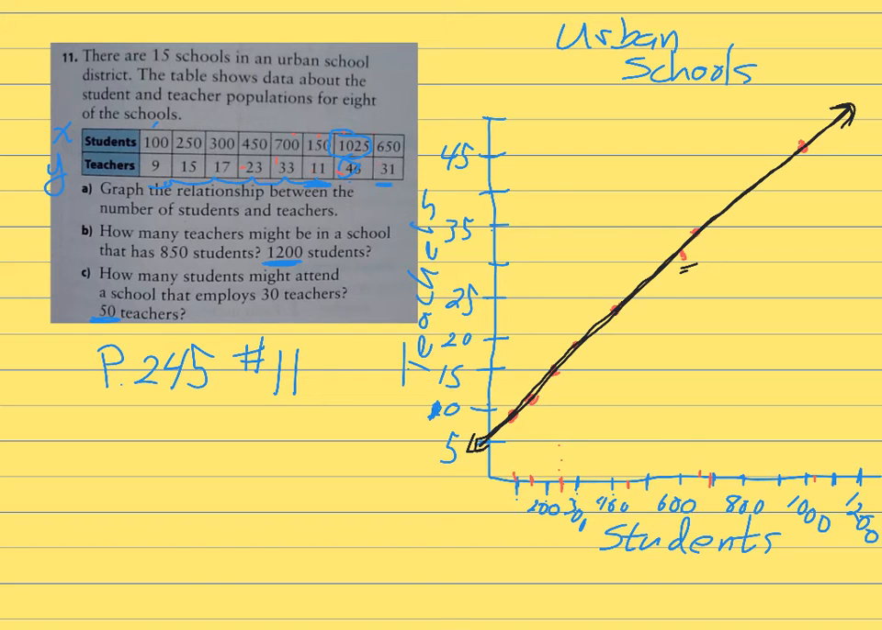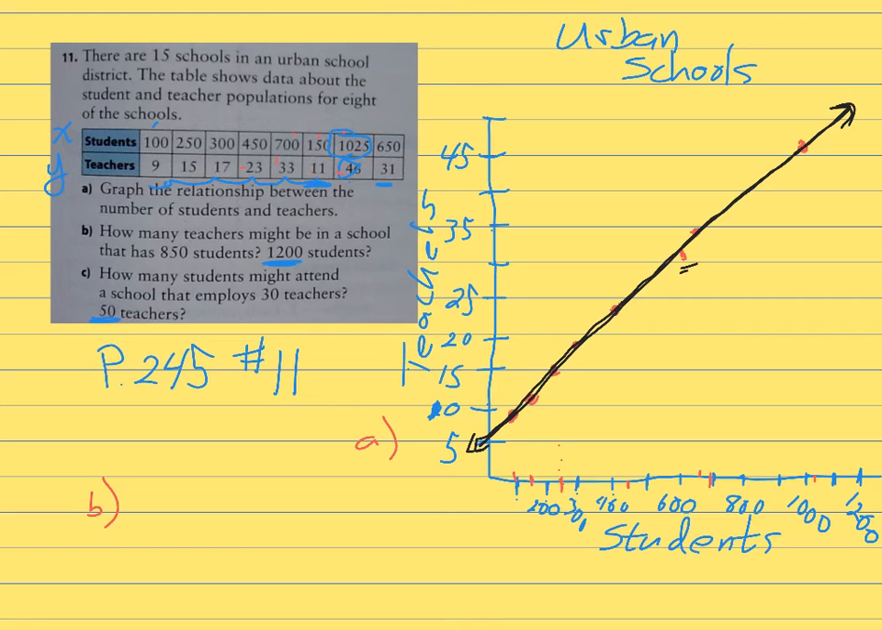Now, we're not finding the equation of this line. For this particular type of question, we're going to use the graph and just read the graph to get our answers. So that is actually part A. That looks really good. Let's go to part B then. Okay. So this is actually A. Now I'm going to go to B. I'm going to slide off to the side here. And if we have 850 students, how many teachers would we have?